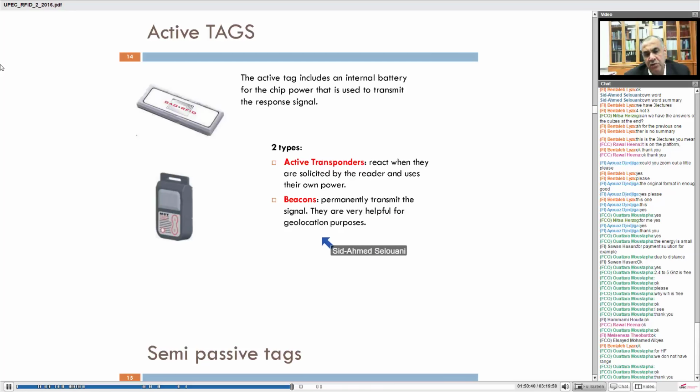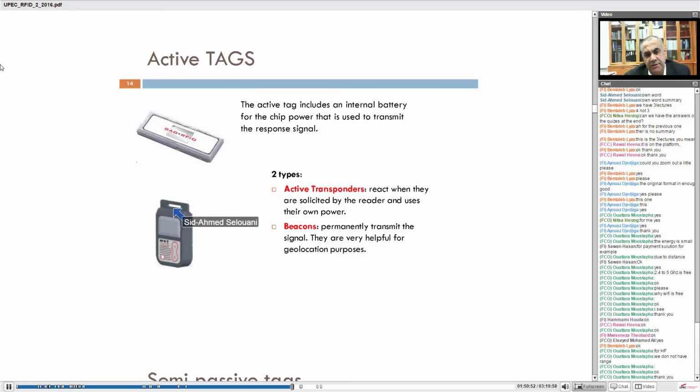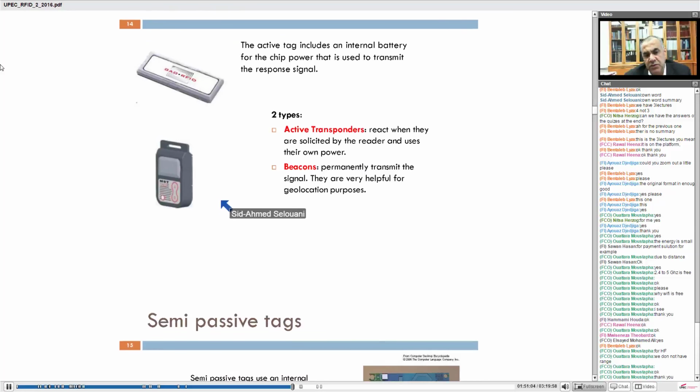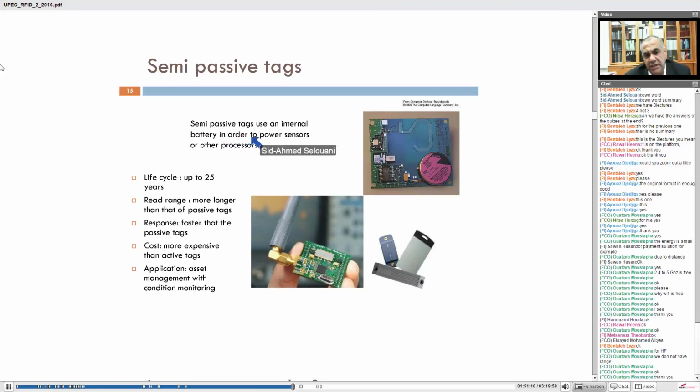The active tags, two types: the active transponders and the beacons. Beacons come from beaconing. Beaconing means that they permanently transmit the signal. They are very helpful for geolocation purposes. The active tag includes an internal battery for the chip power that is used to transmit the response of the signal. So just to recall the active tags: the regular one is called the active transponder, and the beacon. Beacon is transmitting the signal continuously.